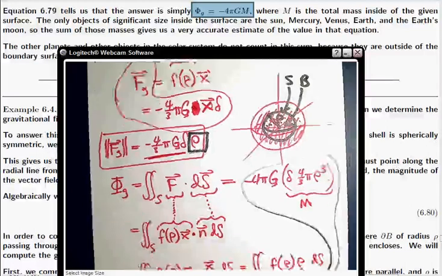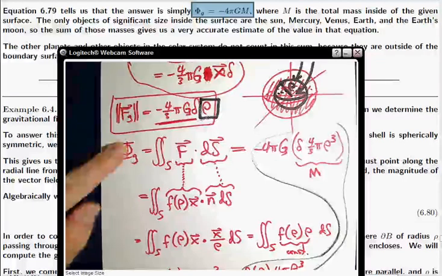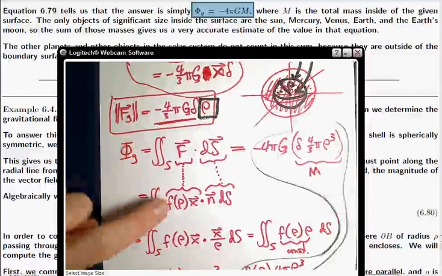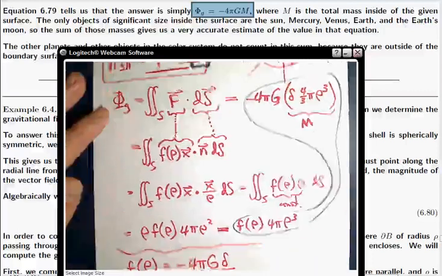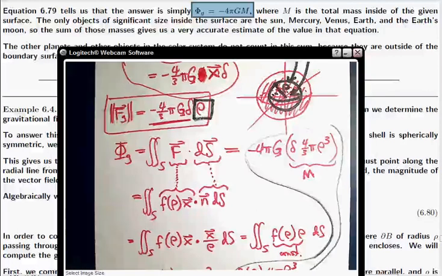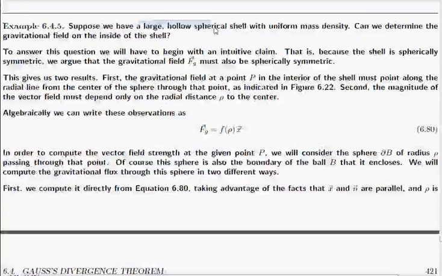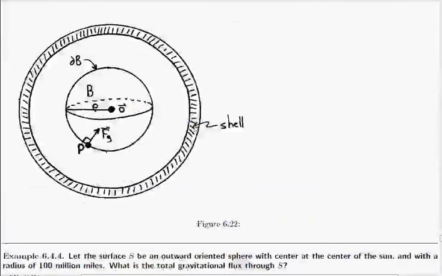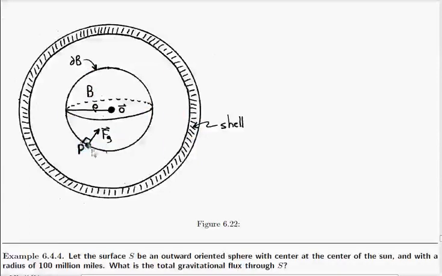Alrighty. So do notice, I think it's very worth noticing that what we did here, namely computing the flux once with Gauss's divergence theorem, once by brute force, equating the two things, solving for f of rho, and then drawing our desired conclusion. That's exactly what we did in this example here, where we have the large hollow spherical shell of uniform mass density. The picture of which is here. Here's the shell, but it's empty on the inside, and the question that we dealt with was, well, what can I conclude about the gravitational field at a point like that?